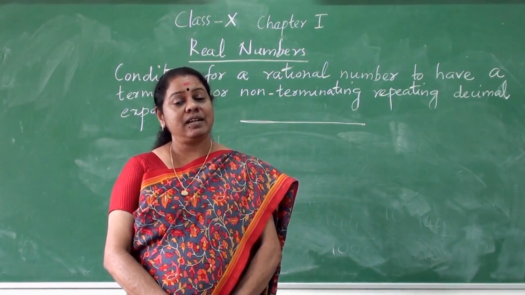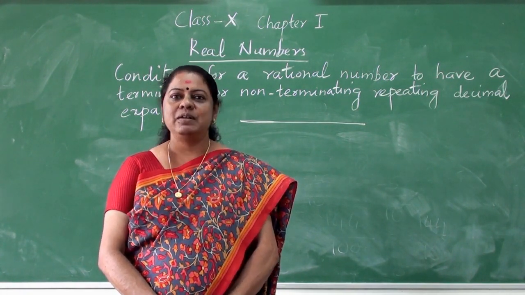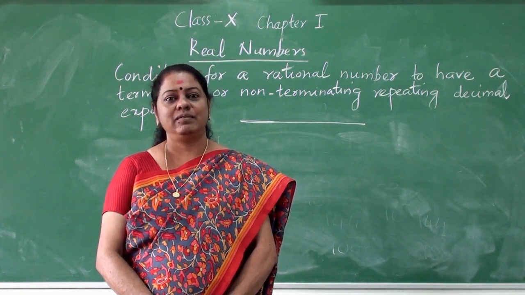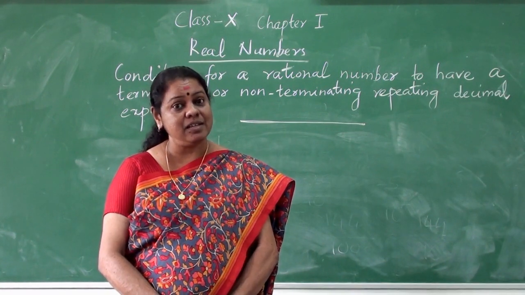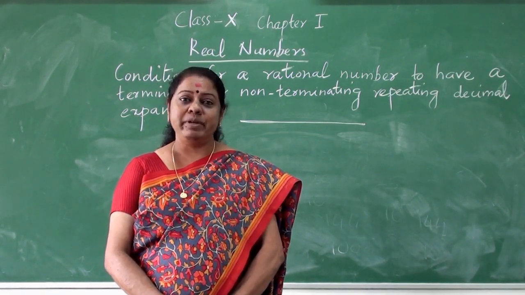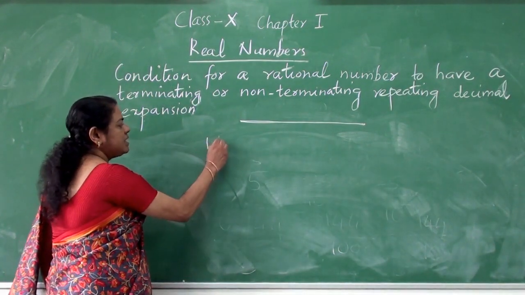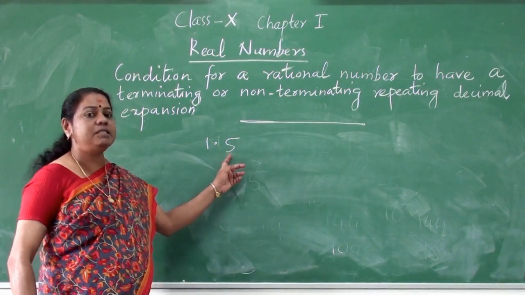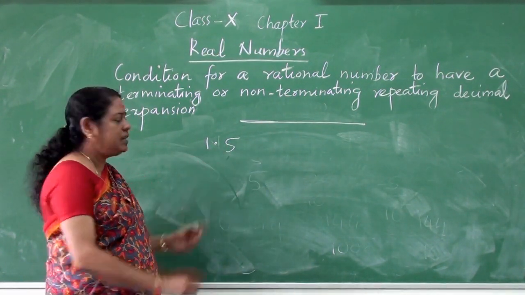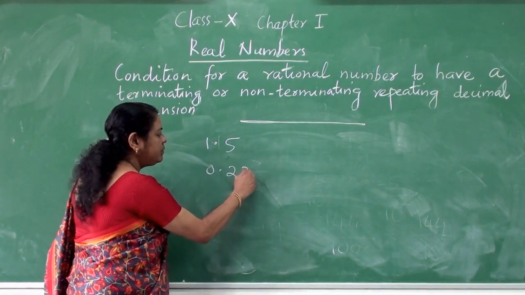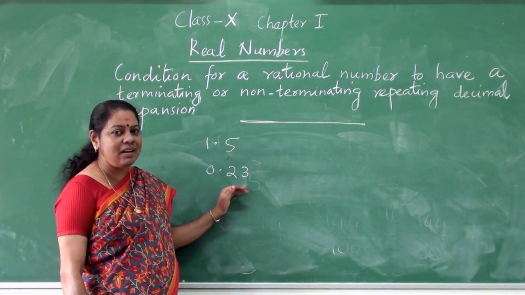A rational number has a decimal expansion which is terminating or non-terminating repeating. The decimal expansion of a rational number is either terminating, that is ending, or non-terminating repeating. That we have seen in 9th standard. For example, if we are given a rational number 1.5, here the decimal expansion terminates. So that represents a rational number. Another number, say 0.23, the decimal expansion terminates. So that is also a rational number.